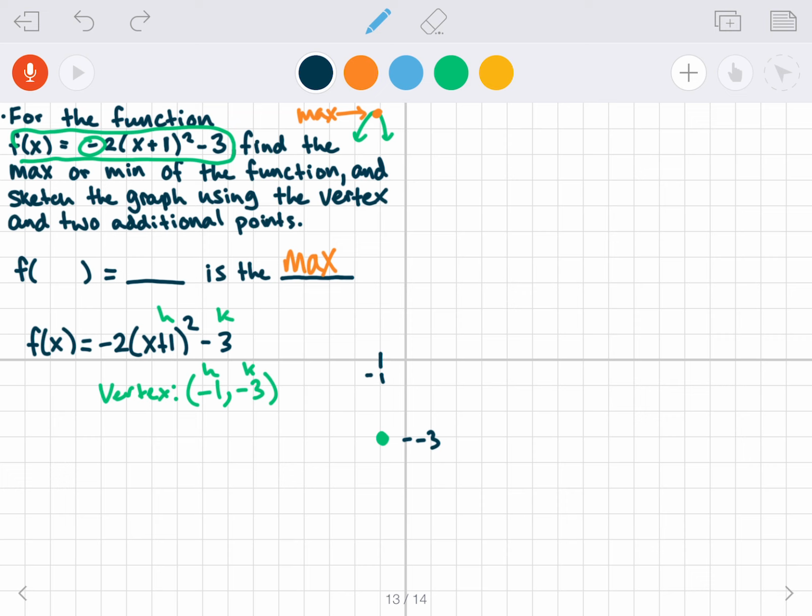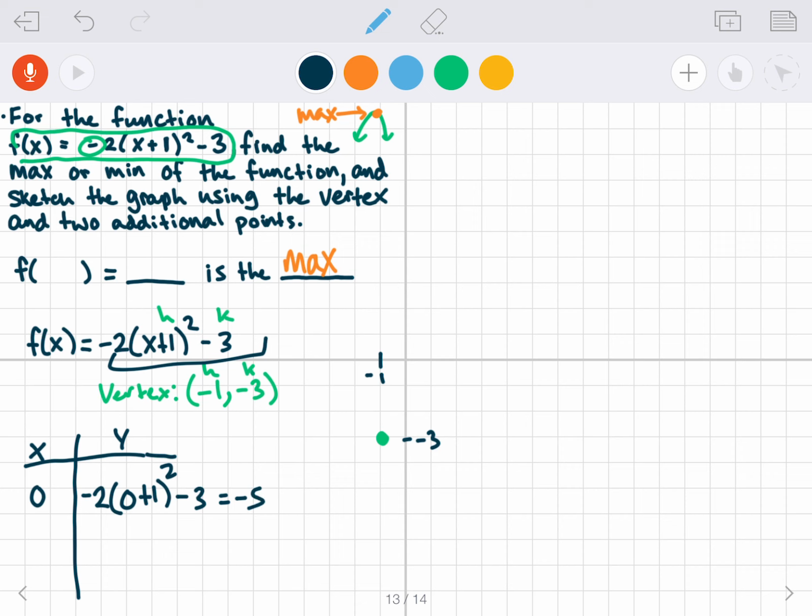So I'm going to go ahead and do a little t-chart, and I'm going to start with x equals 0 to see what I get for my output here. So I'm plugging in x equals 0 into the function right here. And I get, let's see, 0 plus 1 squared is 1. 1 times negative 2 is negative 2 minus 3 is negative 5. So I get an ordered pair of 0, negative 5. So when x is 0, y is negative 5. Right there. So that's what that looks like.